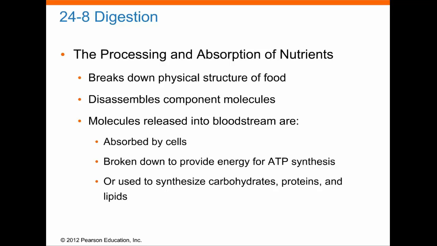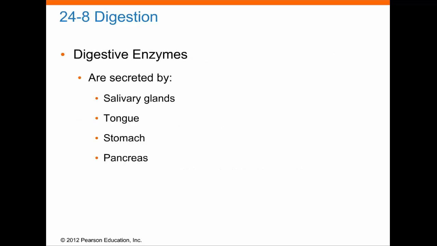Remember, that was adenosine triphosphate, which is the energy source that the body uses to synthesize carbohydrates, proteins, and lipids. Some of the digestive enzymes, as we know, are secreted by the salivary glands, the tongue, the stomach, and the pancreas.